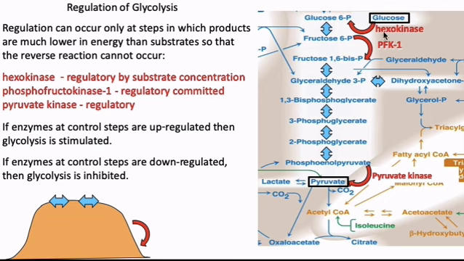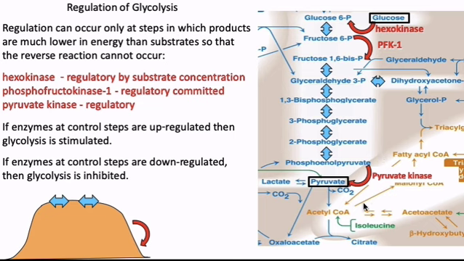In contrast, phosphofructokinase 1 is not only a regulated step in glycolysis, but it is the committed step because fructose 1,6-bisphosphate cannot enter into glycogen synthesis or pentose phosphate. It can only go down into glycolysis.